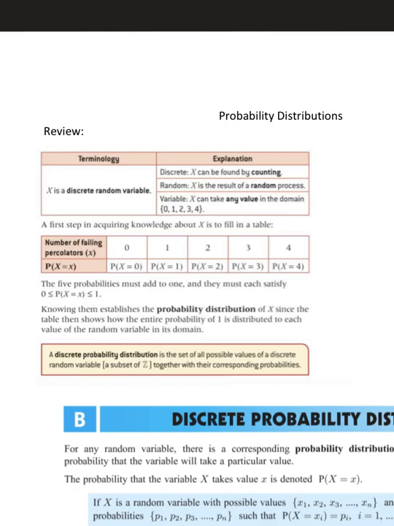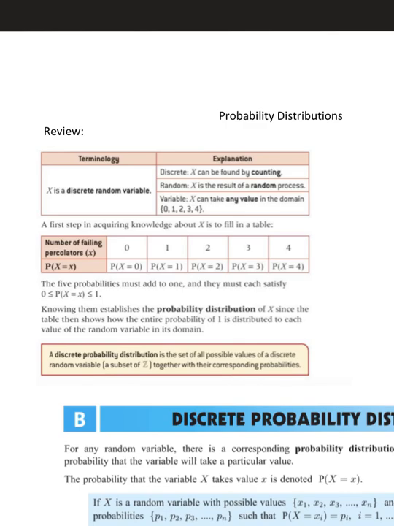And also remember that we can use a table to display probability distributions. So what do I mean by that? Well, maybe your discrete random variable X represents the number of failing percolators. So you have 0 failing percolators, 1 failing percolator, 2, 3, and 4. So when you're looking at the probabilities, what you're really looking at is the probability that X is equal to 0, that X is equal to 1, that X is equal to 2, that X is equal to 3, and that X is equal to 4.